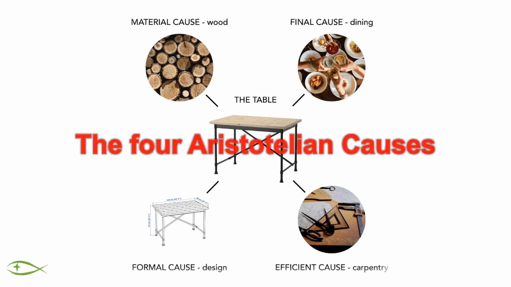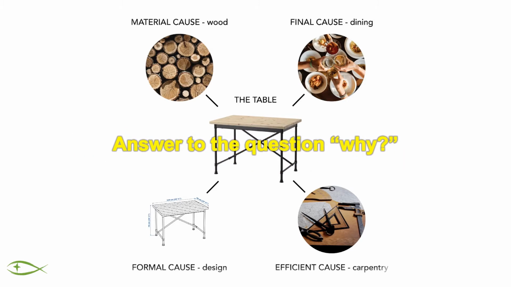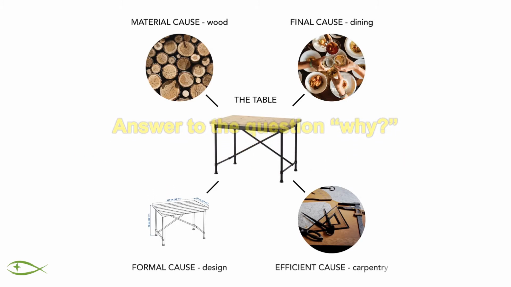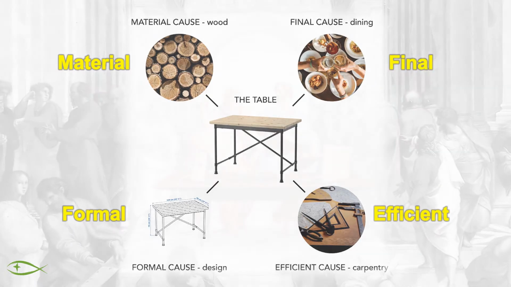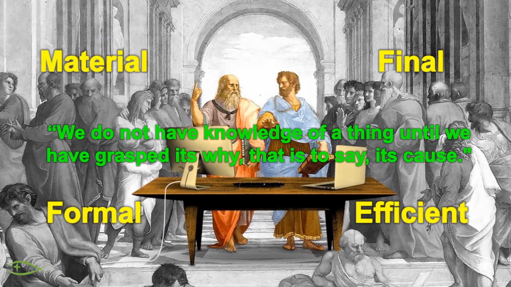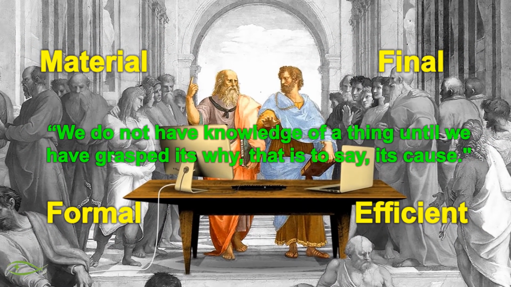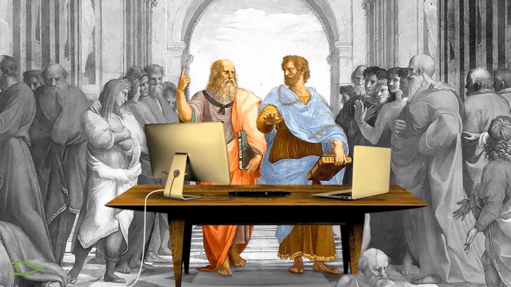The four Aristotelian causes answer the question, why? In analysis of change or movement in nature, they are the material, the formal, the efficient, and the final. Aristotle wrote that we do not have knowledge of a thing until we have grasped its why, that is to say, its cause.